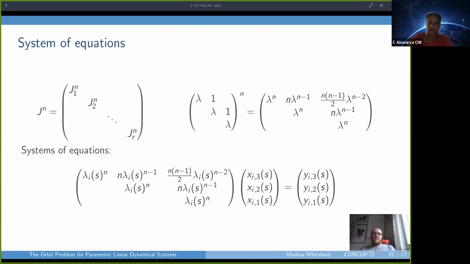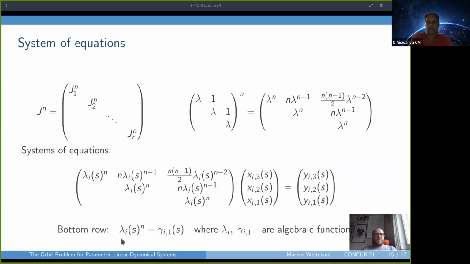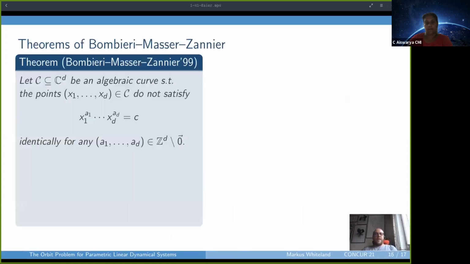Now the proof of the decidability is a large case analysis depending on the structure of the Jordan matrix. For simplicity, I will explain the case where we employ some results from algebraic geometry. For this, we notice that each block gives this kind of an equation: lambda I of s to the n equals gamma I1 of s, where lambda I and gamma I1 are algebraic functions.